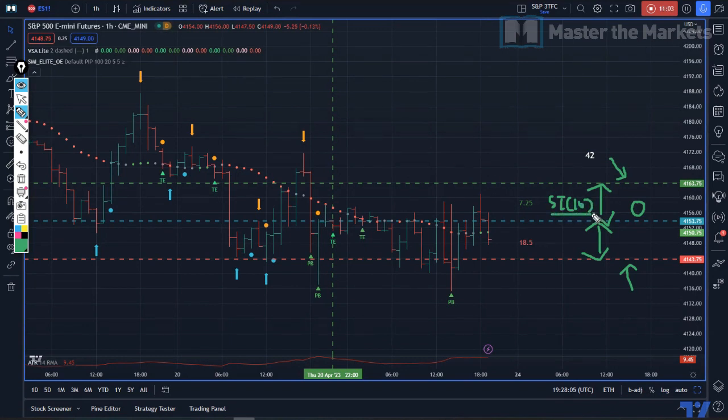So that is, how much was that? 10.5, isn't it? So what I do is to 4153.75, I add that 10 number, okay, on top. For simplicity I've just done 10 points to the top and 10 points to the bottom. So 4153 plus 10 is 4163 and 4143. So these are equidistant. So these are the stretch lines.